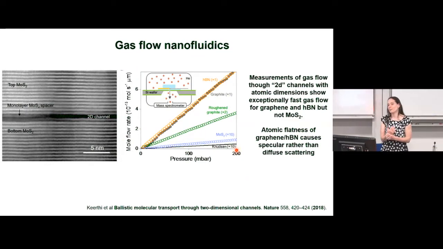So molybdenum disulfide actually wasn't the best example of an atomically flat surface. If you're a gas molecule, a graphene surface is significantly more atomically flat, and that means that you get a different type of interaction with the surface, and that leads to specular rather than diffuse scattering. I guess the take-home message here is that you can flow liquid through surprisingly thin gaps and still get measurable quantities of liquid and gas flowing through these systems.